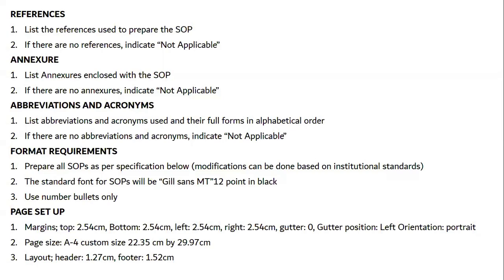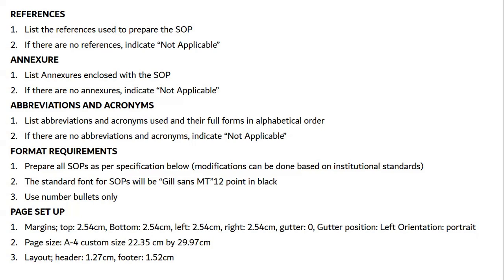So basically, annexures will be tools that you use or whatever is important or related to part of the SOP that you might have written in abbreviations, so you attach it for ease of reference and understanding. Abbreviations and acronyms are the abbreviations and acronyms used and their full forms, in alphabetical order. Again, in case you don't have any, feel free to indicate not applicable.